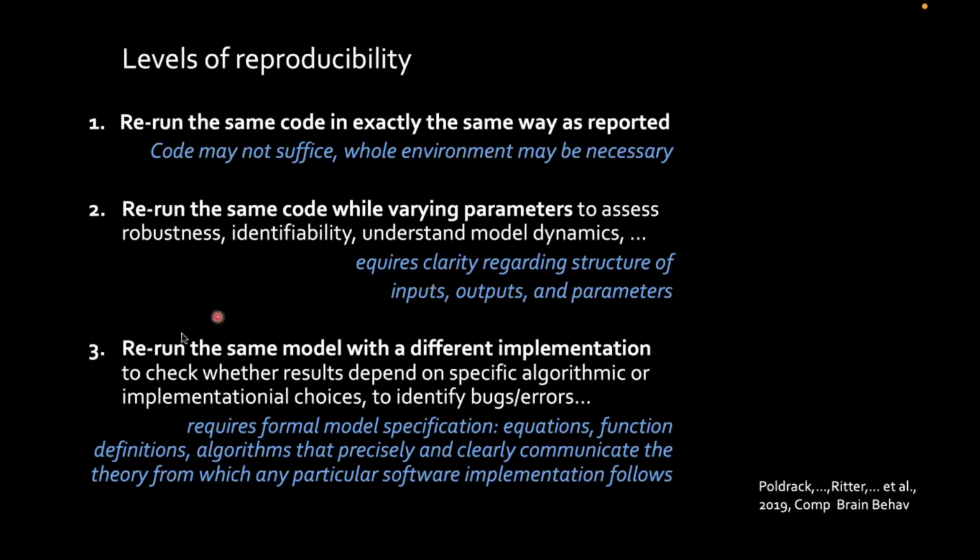Then now assume we have the environment and the code. We would like to rerun the same code, but this time we want to change aspects of it to assess, for example, its robustness, and to understand also what the code actually does. And this now requires much more. It requires clarity regarding the structure of inputs, outputs, and parameters. And this is really not trivial to communicate. I mean, here we can package it in Docker containers, which helped a lot, containerization. But here already we are at a stage which has a lot of degrees of freedom, basically.